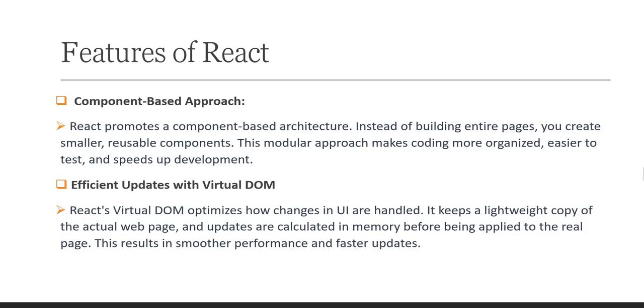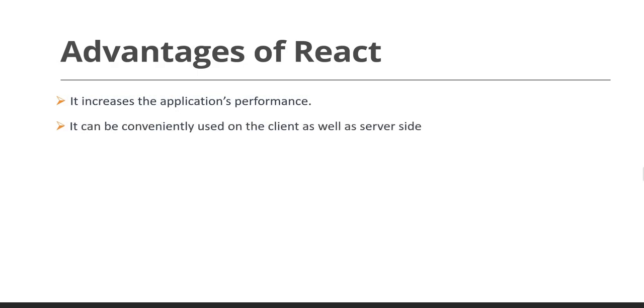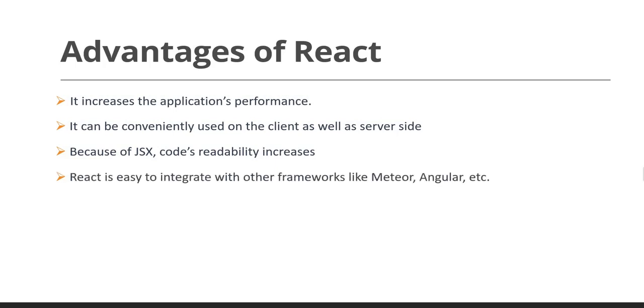Now let's move to the next one. Next is the advantages for React application performance. Based on components, the virtual DOM, and unidirectional data flow, you can increase the application performance. And next, it can be conveniently used for client as well as server side scripting. Next is the use of JSX files. JSX stands for JavaScript XML. In the future videos, I will clearly explain what this JSX is. We will discuss it in the future videos.